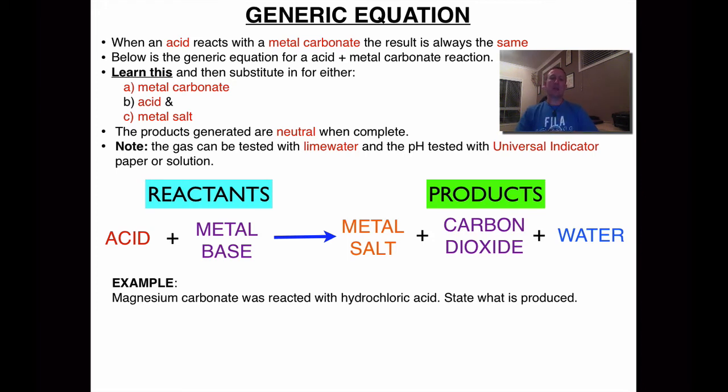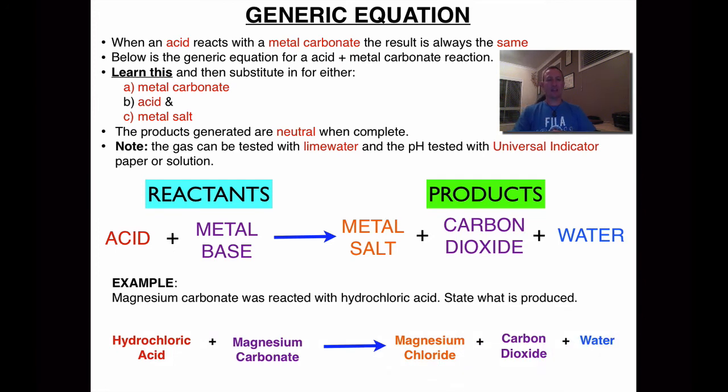If that's too complicated, then just basically remember the equation and substitute in for the various words. Although it is important that you understand exactly what is going on and where all the atoms come from. So the result of the reaction that we've got here is hydrochloric acid plus magnesium carbonate. They'll combine together to produce the metal salt, magnesium chloride, the gas, carbon dioxide, which can be tested with lime water, and water, which can be tested with universal indicator.